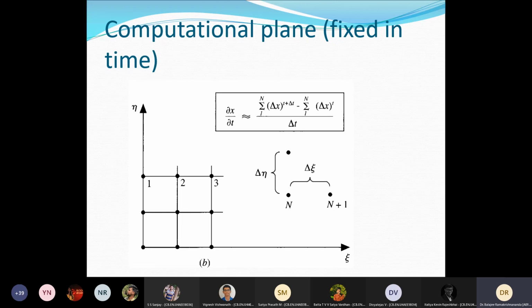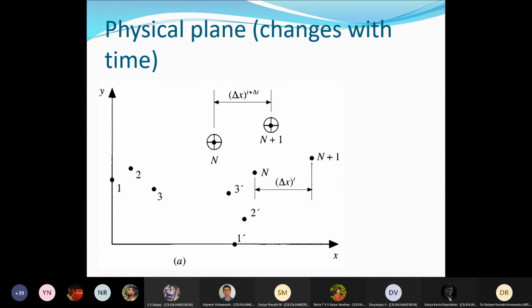Hope you understand this expression. Take some time to understand. If you have doubts, you can ask me right now. If you get the doubts later, you can call me later. Any doubts? Okay. So this is diagrammatically shown here. You see whether you can make out what I have told you. Delta x at t plus delta t, delta x at t.